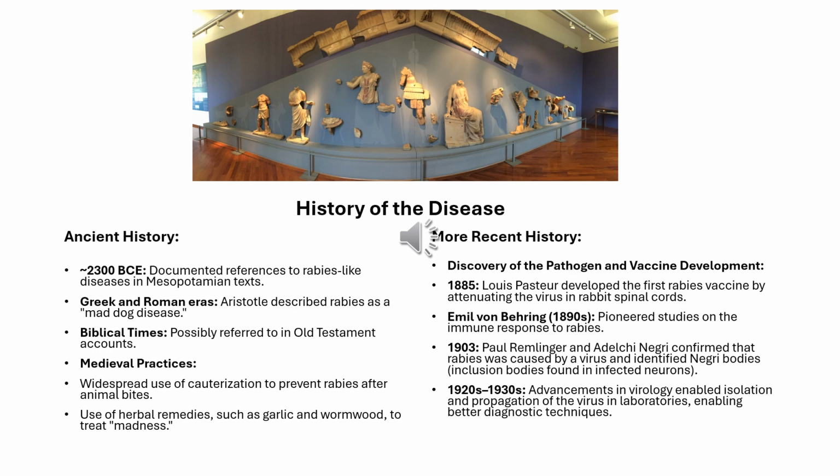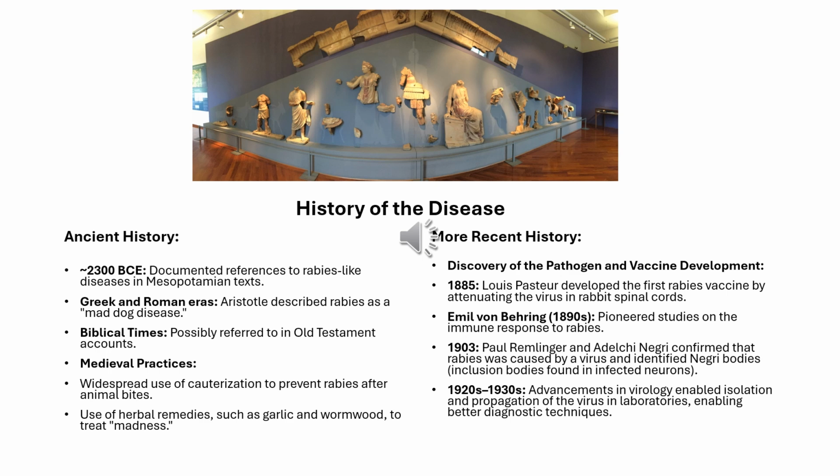In medieval times, people used some interesting practices to deal with rabies. One of the common methods that they used was cauterizing, which is basically burning the wound after an animal bite to prevent the disease from spreading. They also tried herbal remedies like garlic and wormwood to treat what they called the madness.